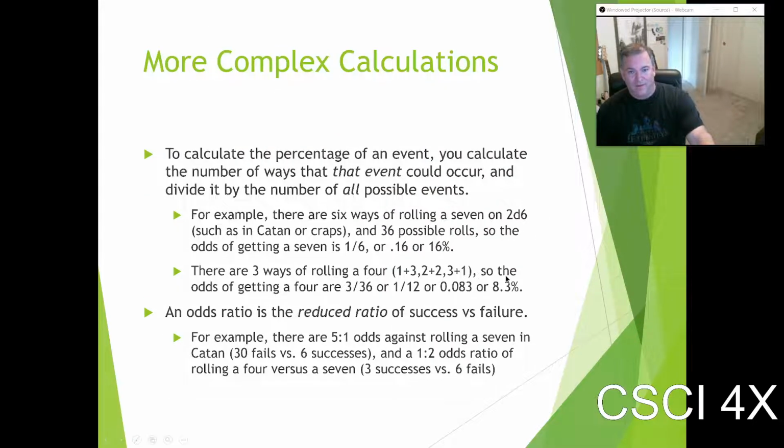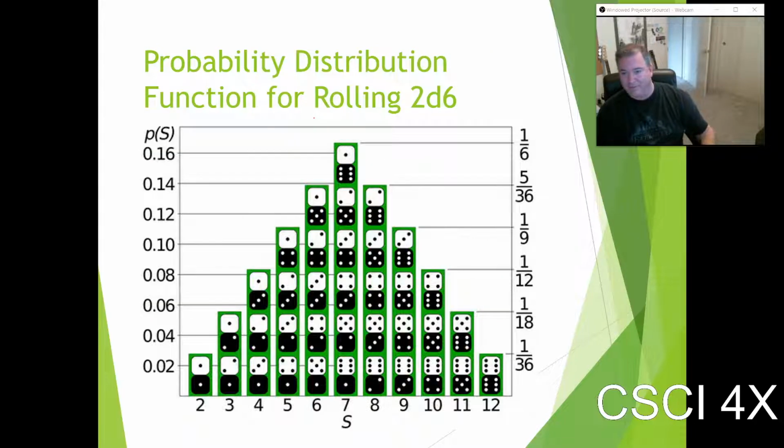So it gets more complicated when you start talking about 2 dice. If you roll 2 dice, then you have to think about all the different ways one of the dice can come up and the other dice can come up. And it looks something like this. So you can roll a 1 and a 1, a 1 and a 2, a 2 and a 1, a 1 and a 3, a 2 and a 2, a 3 and a 3.